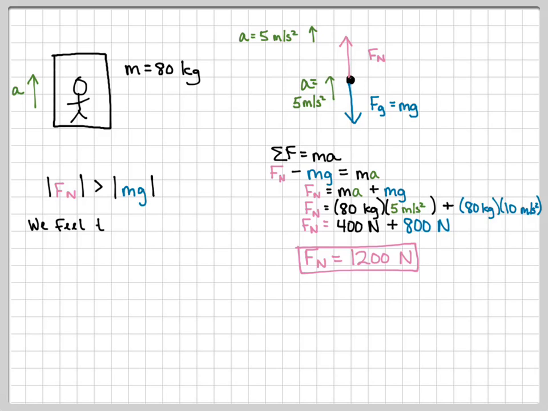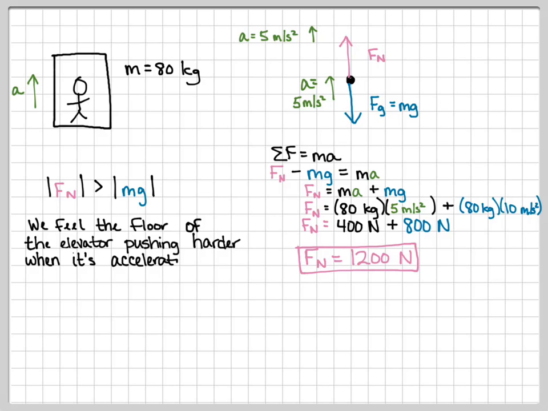When we're going up in an elevator, if it starts really suddenly, you might feel your knees buckle. That's because the normal force is suddenly bigger. We feel the floor of the elevator pushing harder against our feet when the elevator is accelerating upward. So that makes sense. We also know, looking at this free body diagram, in order to get it to move, the force upward has to be greater in order to get that 5 meter per second squared acceleration.